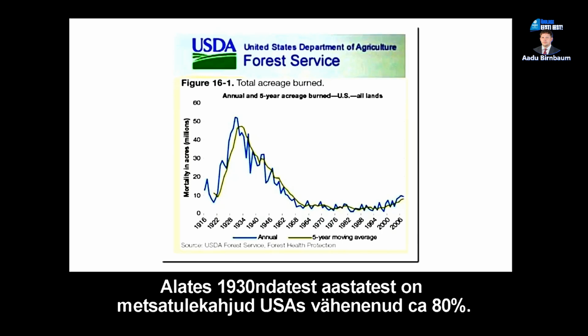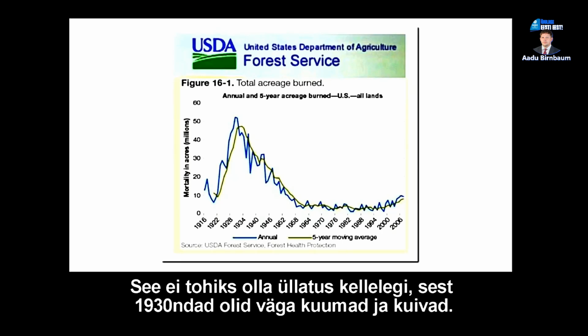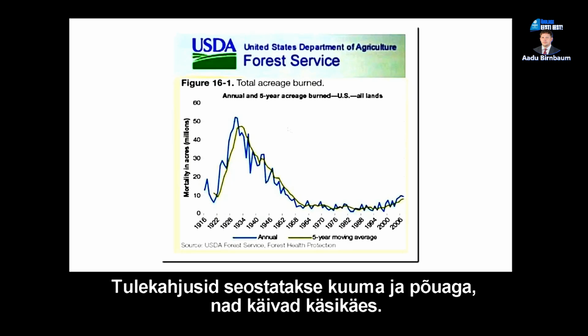Burn acreage in the U.S. is down about 80% since the 1930s. This shouldn't be surprising to anyone because it was very hot and dry during the 1930s. Fires are associated with heat and droughts. There's very close correlation between heat waves and burn acreage.